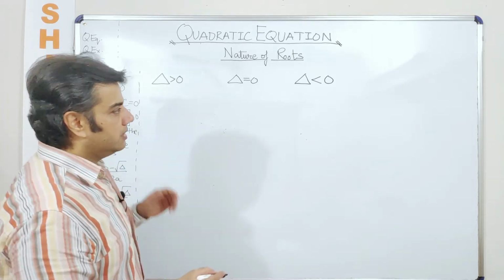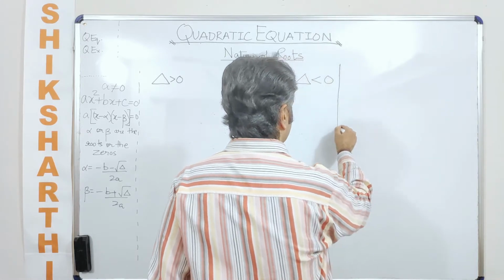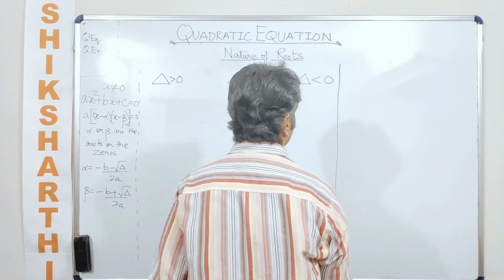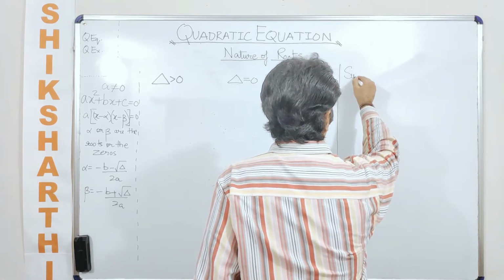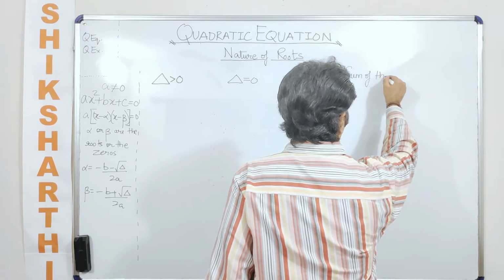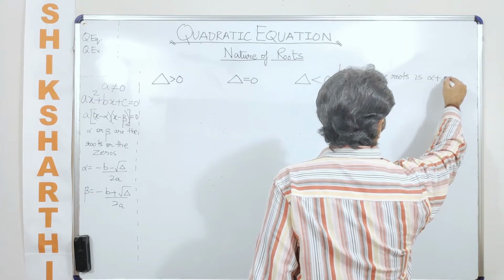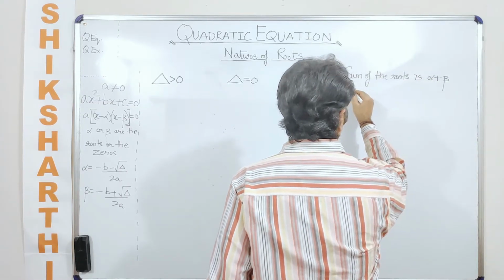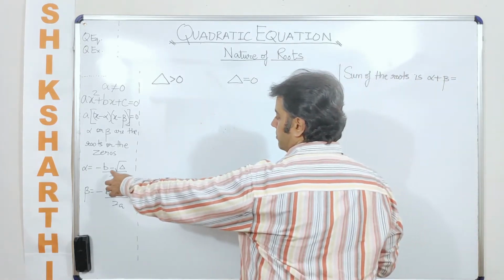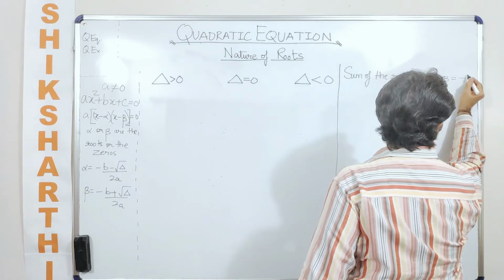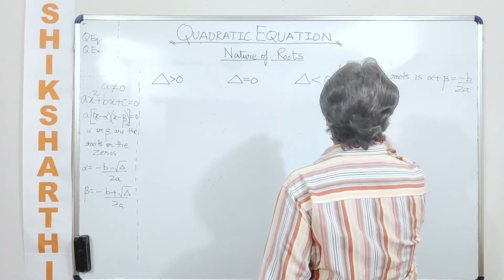So before we begin the discussion, I would like to discuss a few more points. So now, can I find out the sum of the roots? Yes, the sum of the roots is alpha plus beta. So alpha plus beta is how much? We can derive it from here. So it becomes minus b by a. So this is the first point.